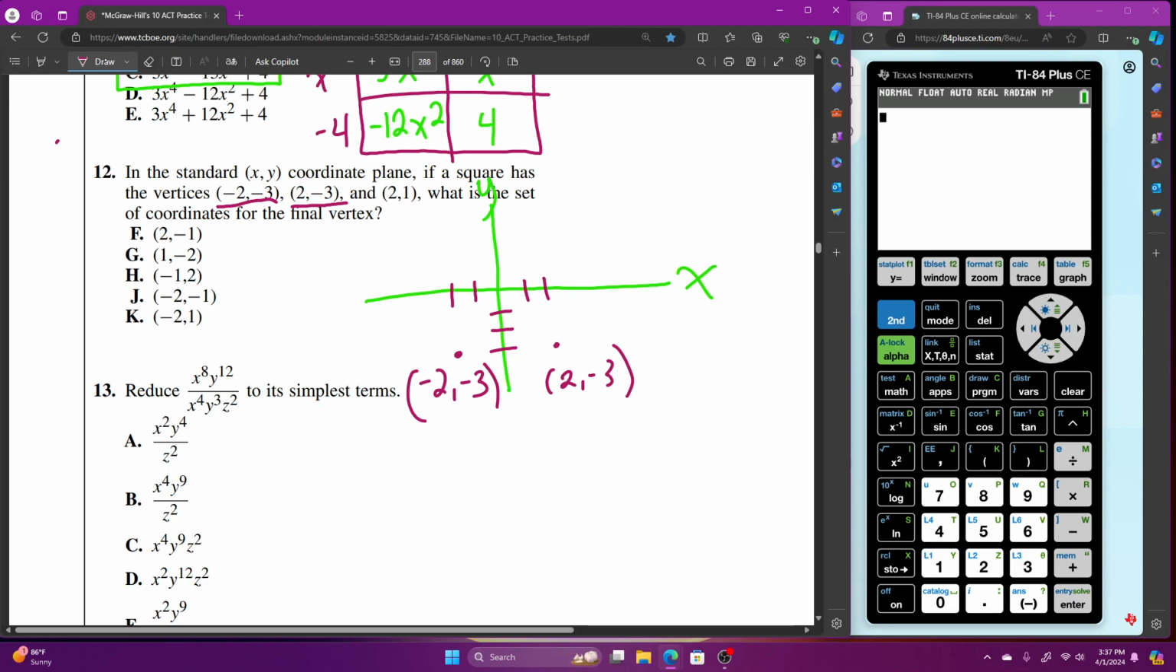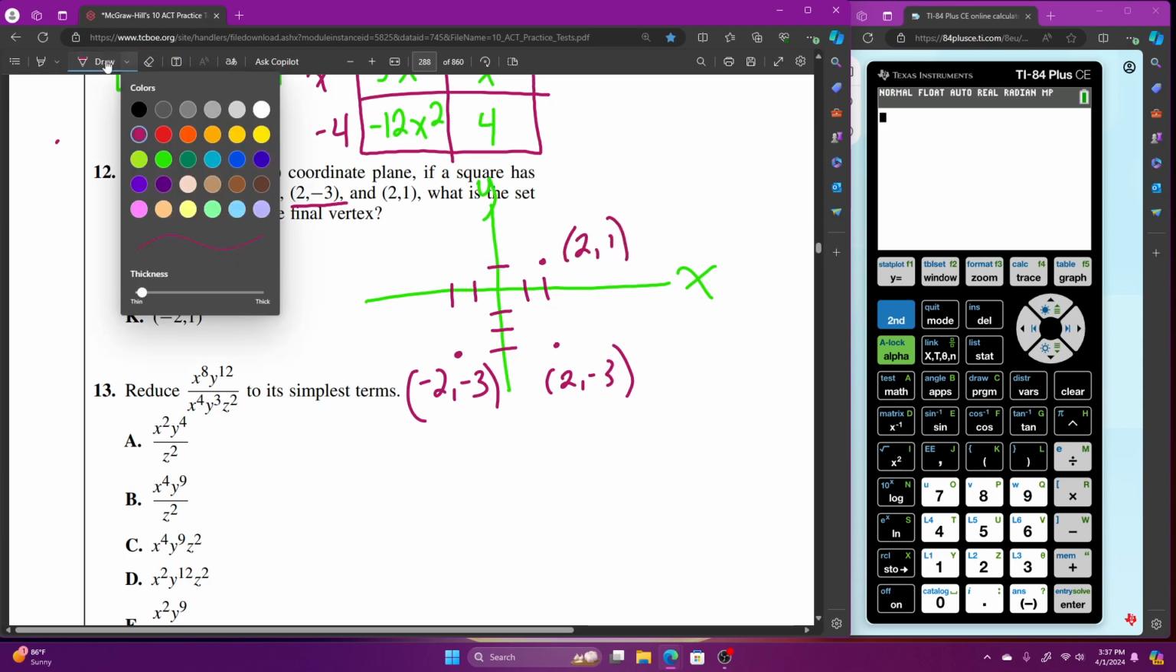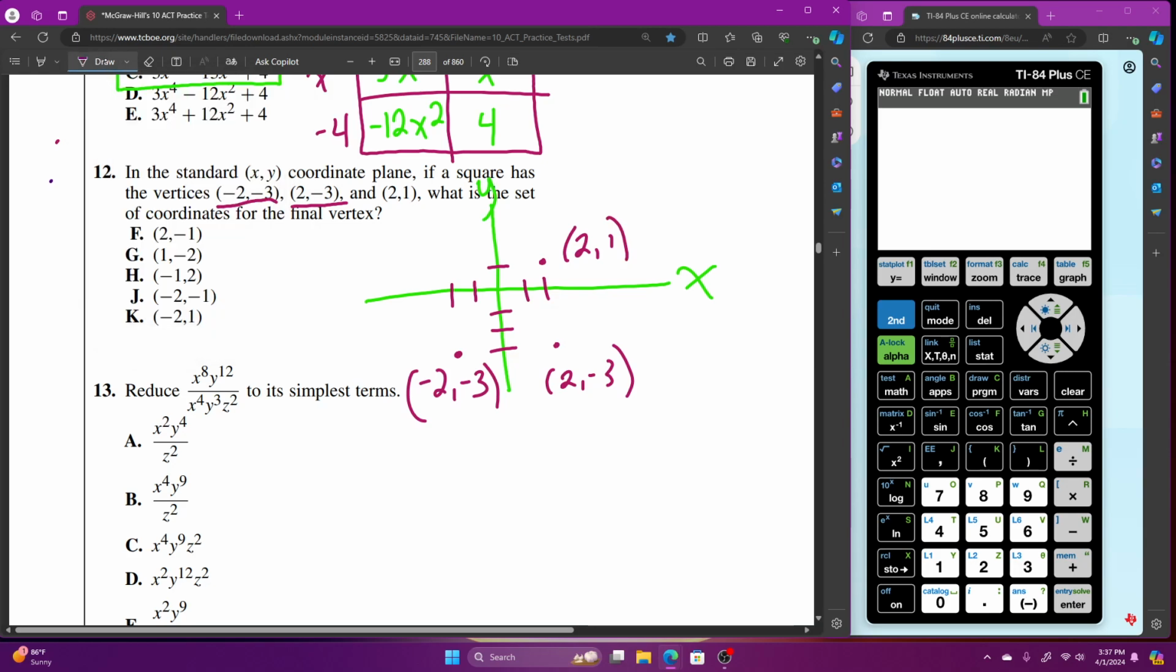The third one is at 2, 1. X is +2, Y is 1. And now you can see very easily, if we were turning this shape into a square, we've got three sides of the square. The fourth side of your square would be right here. And what's the coordinate for this? X is -2, Y is +1, which is answer choice K.